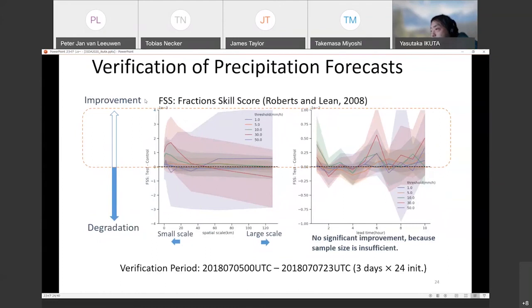So this is the result of the precipitation verification. It was verified using FSS. The left panel shows the FSS difference between the control and test for each scale. You can see that the score at smaller scales has improved. The right panel shows FSS as a function of lead time. The test is on the improvement side, but not significant.